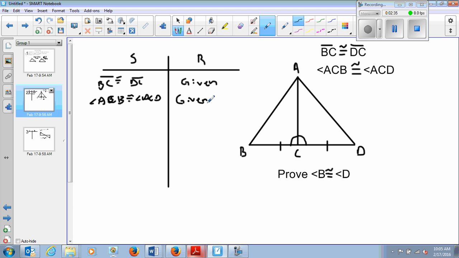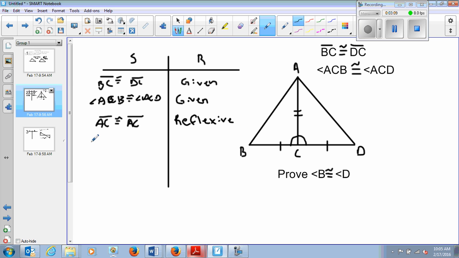We're no longer trying to prove that the two triangles are the same. We're trying to prove that B and D are the same. But to do that, first we want to prove the two triangles are the same. So I look at this picture, and what else do I know in here is the same? Well, I know that AC is congruent to itself. So AC is congruent to AC because of what we call the reflexive property.